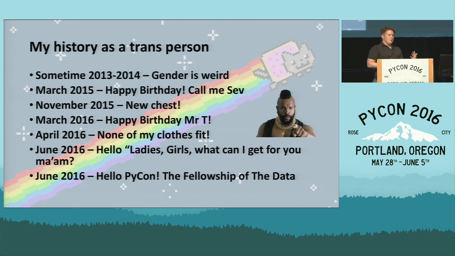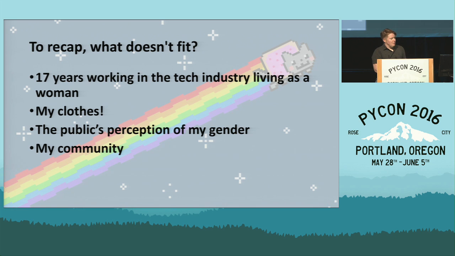I am still gendered as female pretty much 99% of the time, so I live in a very weird place where I'm like, no, I am male, but I read more as female, so I kind of deal with this gender ambiguousness. And then I came here to give a tutorial, first time presenting to the tech community as a trans person, which was really exciting. So to kind of recap, what doesn't fit here?